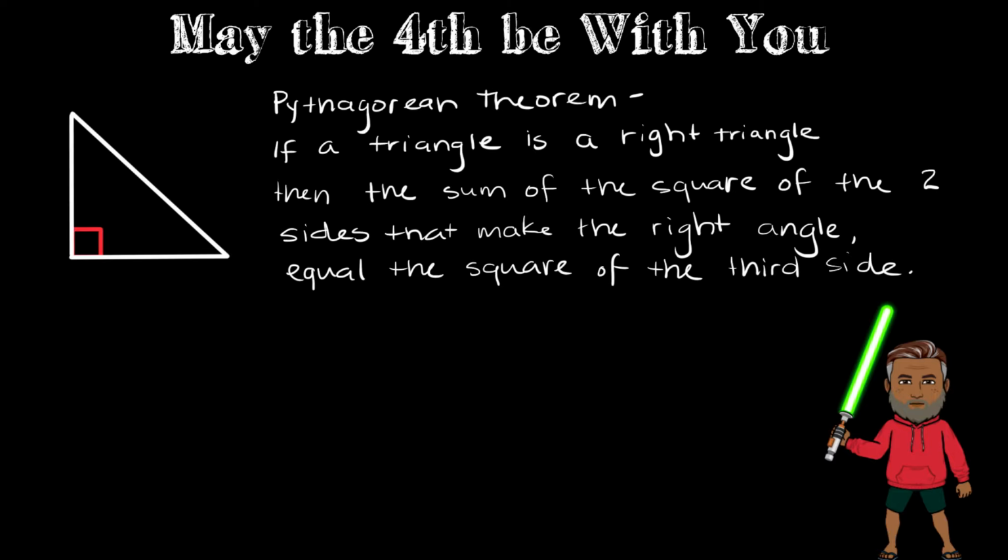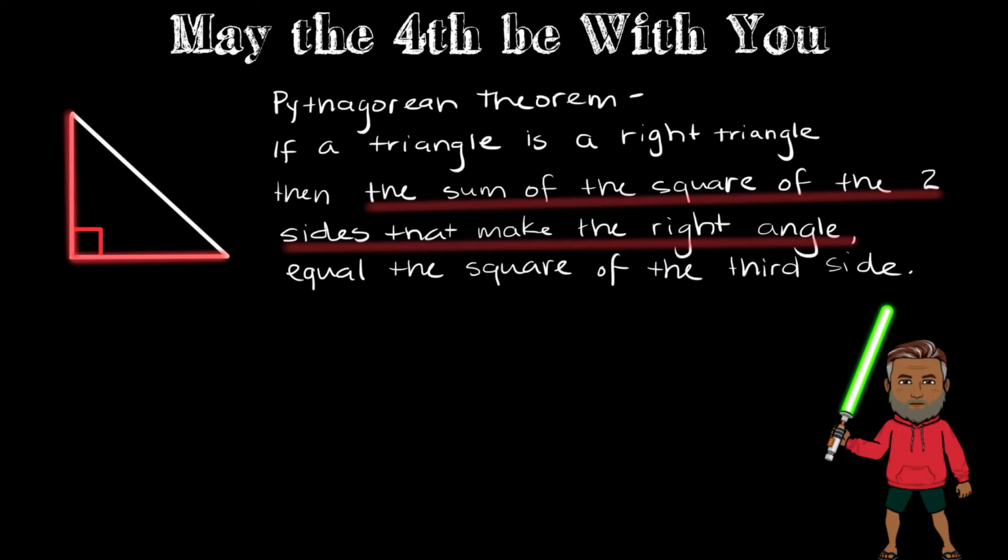So I'm going to break down that first phrase: the sum of the squares of the two sides that make the right angle. All I need you to know right now is we are talking about those two sides right there, the two sides in red. They make up the right angle. When they connect, they make that box, that square right there. Now, for those of you that don't know what a right angle is, it's an angle that measures 90 degrees. When two lines form a square, kind of like that, that's what we call a right angle.